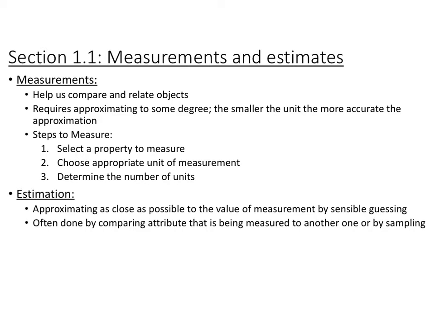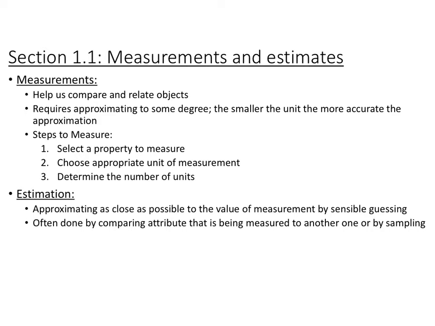Obviously, measurements help us compare and relate objects, the size of things, the weight of things, whatever specifically you're trying to measure. It does rely on some sort of approximation depending on what unit you're using. The smaller the unit, the more accurate. So for example, measuring to the nearest centimeter would be more accurate than measuring to the nearest inch. But measuring to the nearest millimeter would be more accurate than measuring to the nearest centimeter. So that's where a little bit of approximation comes into play.